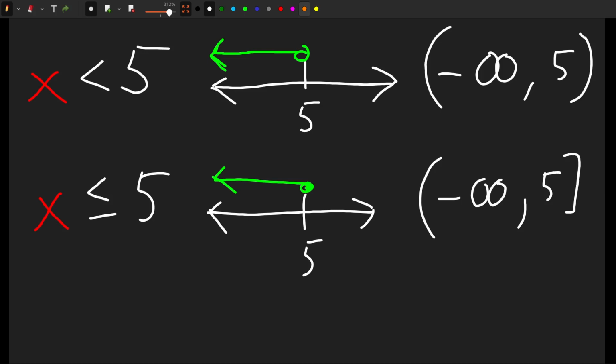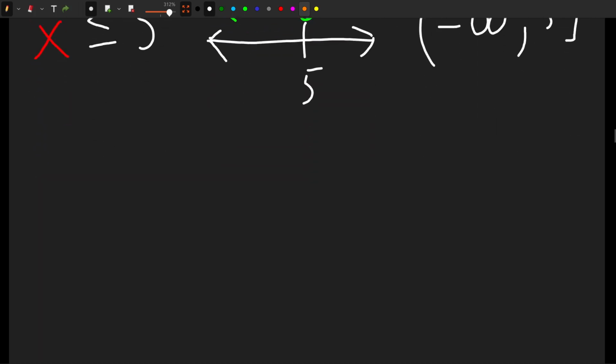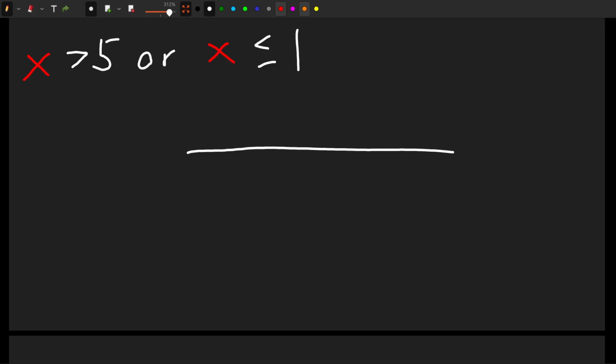Okay. 2 additional examples I want to briefly touch on are compound inequalities. Suppose I have the example where x is greater than 5 or x is less than or equal to 1. Now in this example, my number line would look something like this. Let's have 1 here, 2, 3, 4, and 5.